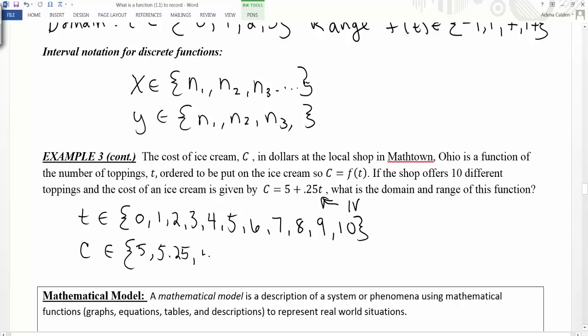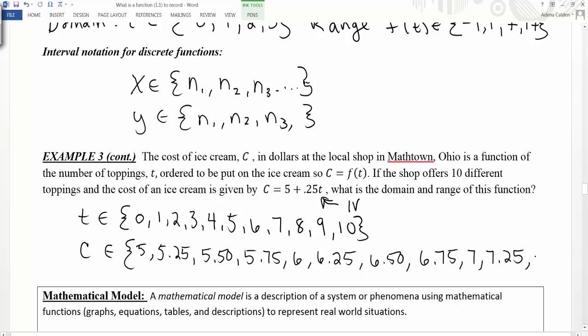If we plugged in a 2, we get $5.50. If we plug in a 3, we get $5.75. If we plug in a 4, we get $6. If we plug in a 5, we get $6.25. If we plug in a 6, we get $6.50. If we plug in a 7, we get $6.75. If we plug in an 8, we get $7. If we plug in a 9, we get $7.25. And finally, if we plug in a 10, we get $7.50.